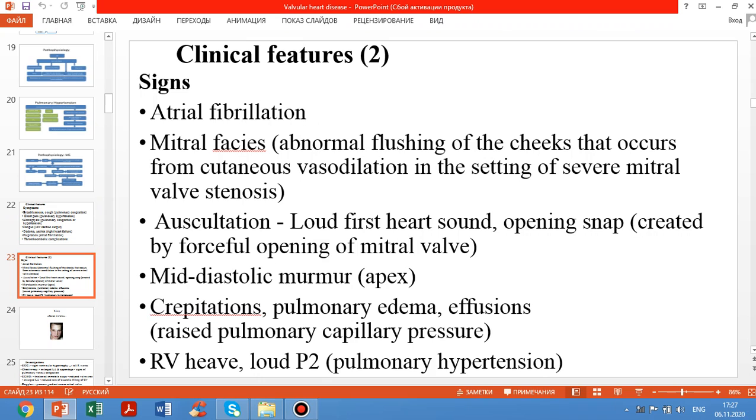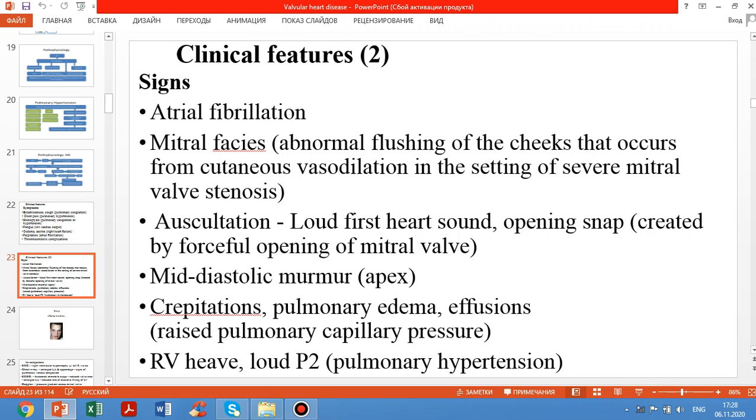Clinical features, signs: atrial fibrillation or irregular pulse, mitral facies, abnormal flushing of the cheek that occurs from cutaneous vasodilation in the setting of severe mitral valve stenosis. Auscultation: loud first heart sound, opening snap, caused by forceful opening of the mitral valve.